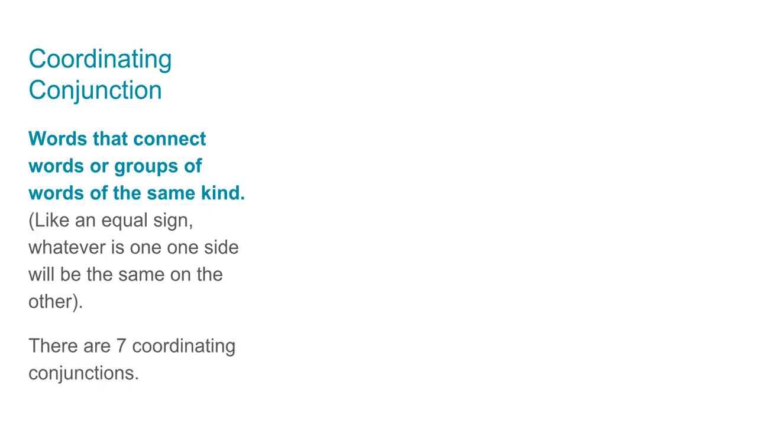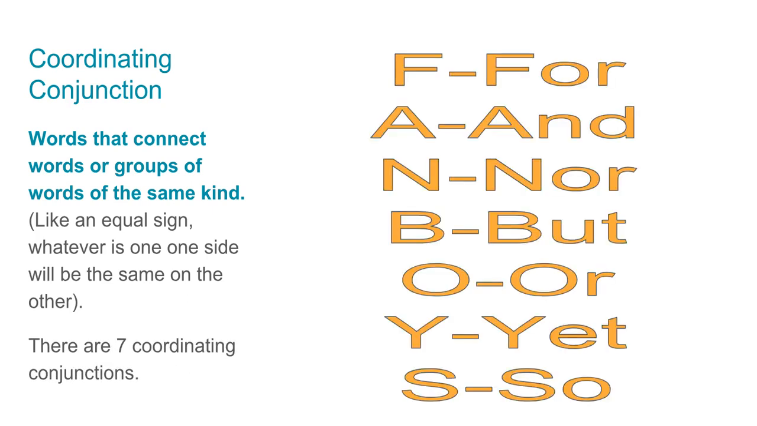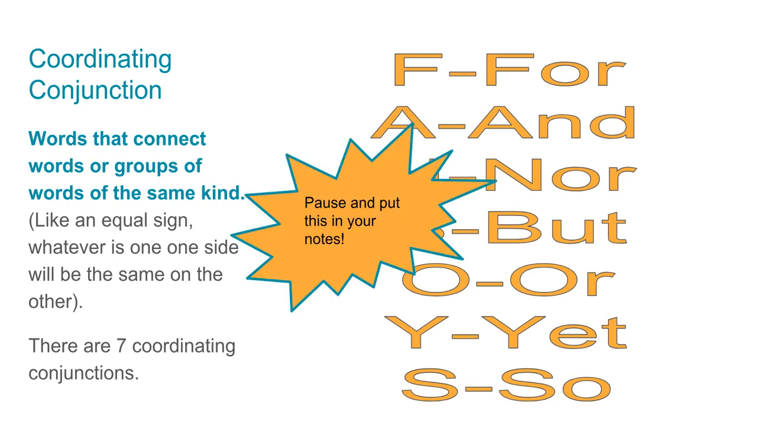There are 7 coordinating conjunctions, and they are for, and, nor, but, or, yet, and so, as indicated by FANBOYS. So for, and, nor, but, or, yet, or so, those are the words that can be coordinating conjunctions. You may notice that a couple of them can also be prepositions, so it's all in how they're being used in the sentence. Make sure you put all of this in your notes.